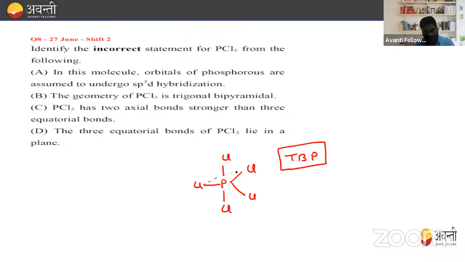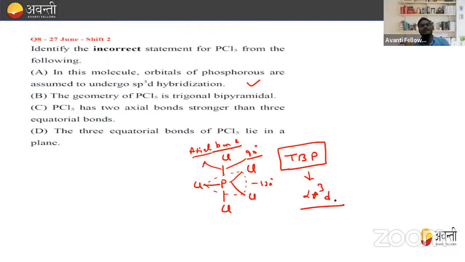These are called equatorial bonds, having 120-degree angle, and these are called axial bonds, having 90-degree angle. Now, read the first point. In this molecule, the orbitals of phosphorus are assumed to undergo sp3d hybridization. This is absolutely correct. PCl5 is trigonal bipyramidal with sp3d hybridization. The geometry of PCl5 is trigonal bipyramidal. This is also correct, we have already drawn this.